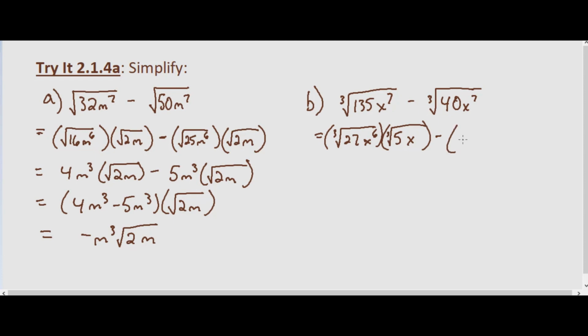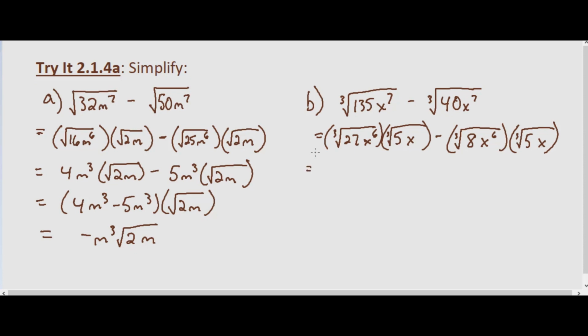Minus 8 times 5 is 40. So 8 is a perfect cube. And therefore, we have the cube root of 8. And again, x to the 6th, because 6 is a multiple of 3. And we're left with 40 divided by 8, cube root of 5. And x to the 7th divided by x to the 6th is simply x.